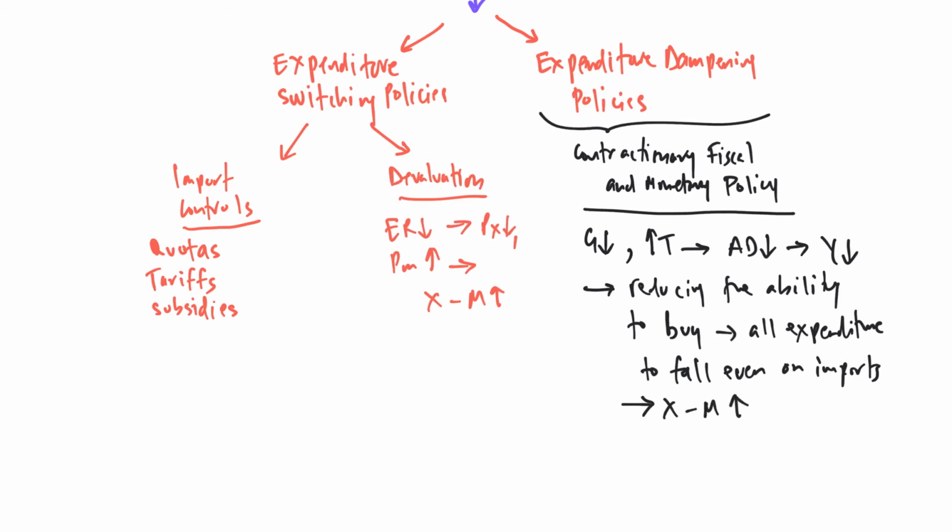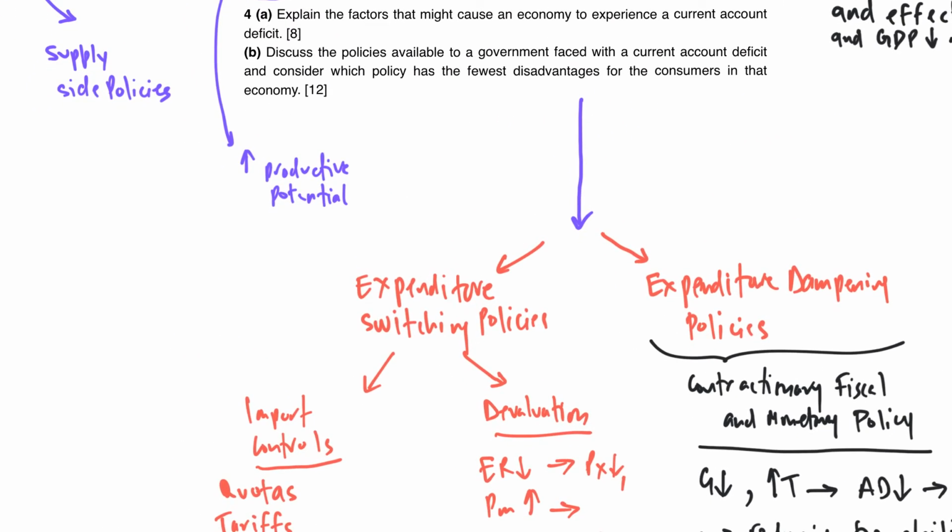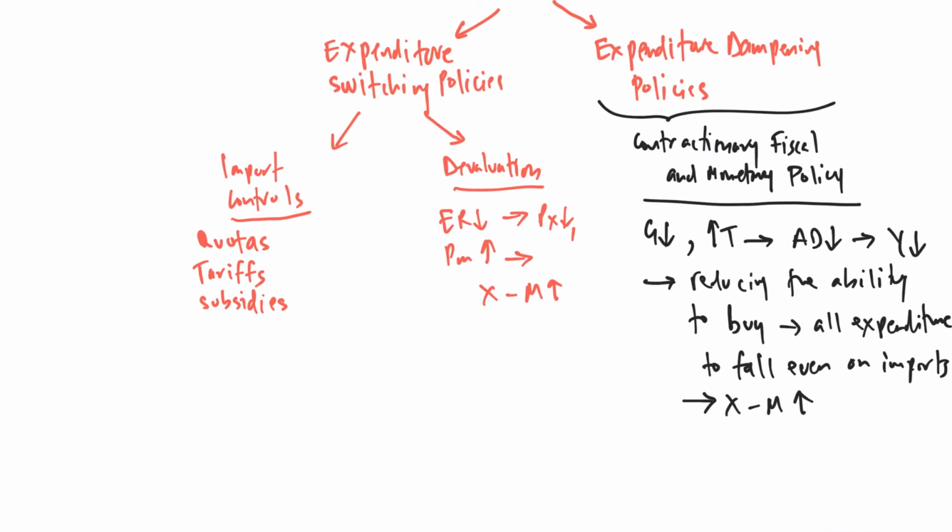Now going back to the question, it was saying: discuss the policies available to a government faced with the current account deficit. We talked about how expenditure switching and dampening policies are available, and consider which policy has the fewest disadvantages for the consumers in the economy. So now let's look at some evaluation points for all of these policies, and let's look at the consumers' perspective while we are evaluating.